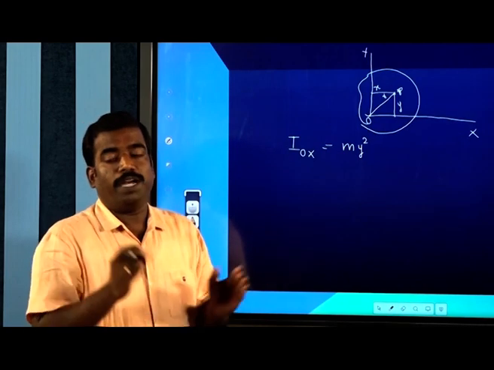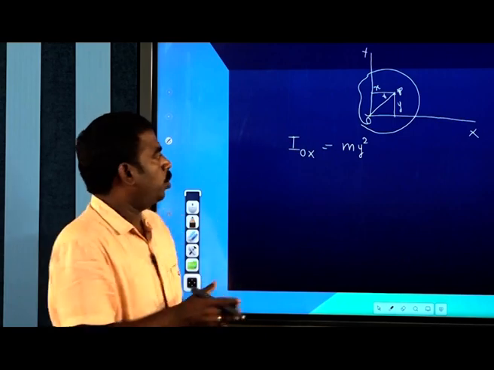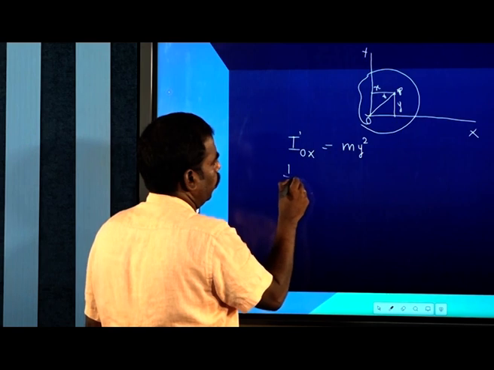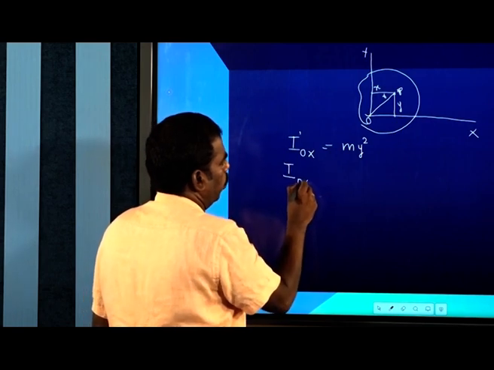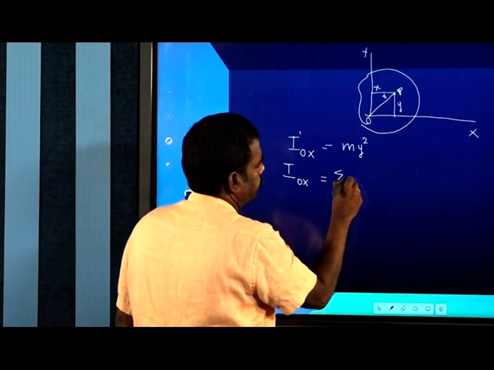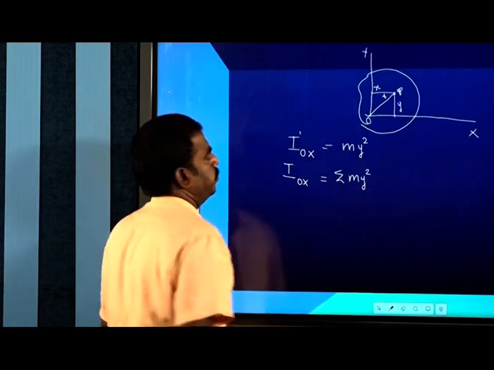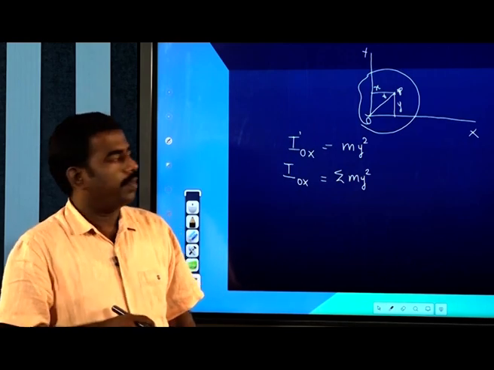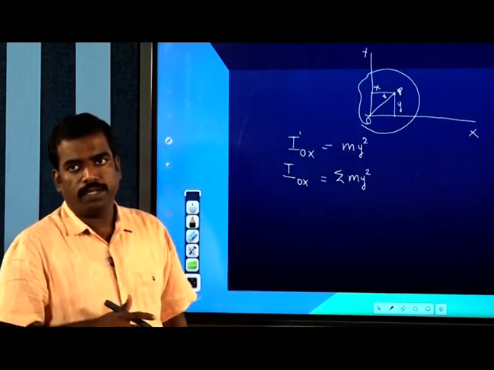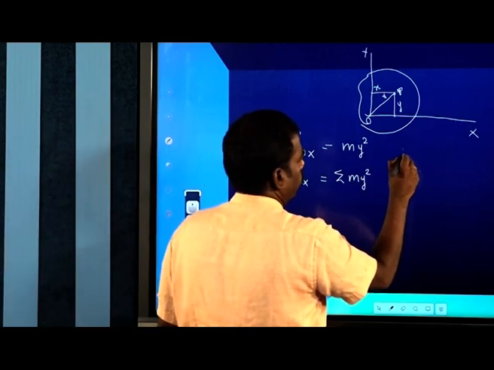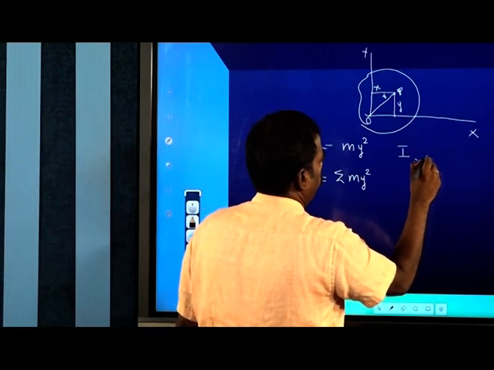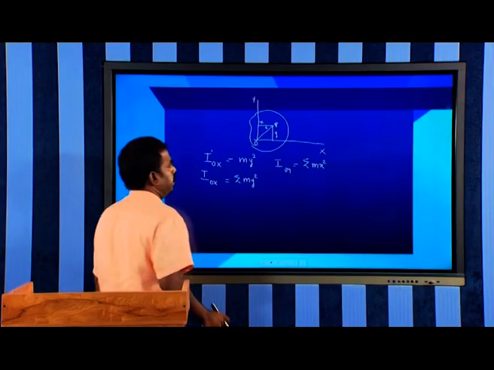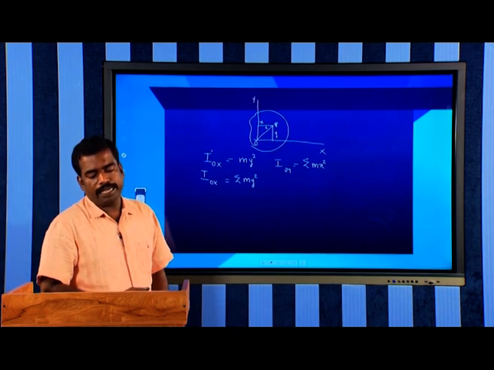And imagine the lamina is made up of a large number of such particles. So, the moment of inertia of the whole lamina, let it be I, about Ox is given by sigma m y square. Similarly, the moment of inertia of the lamina about Oy, let it be I Oy, is given by sigma m x square.